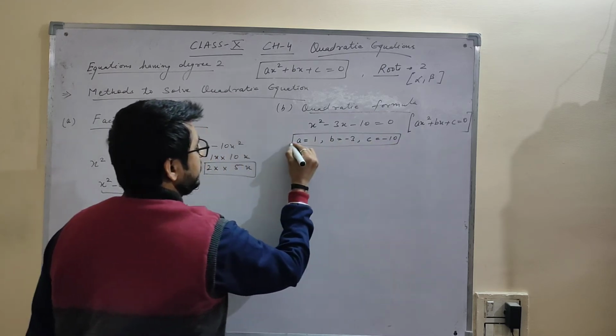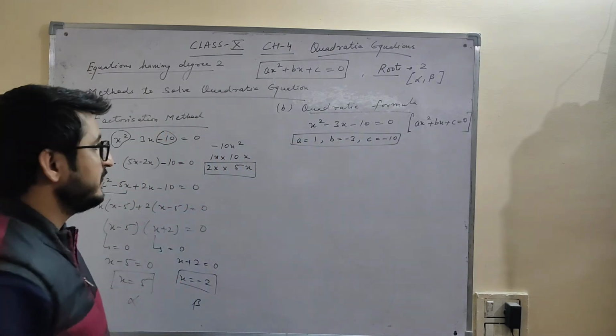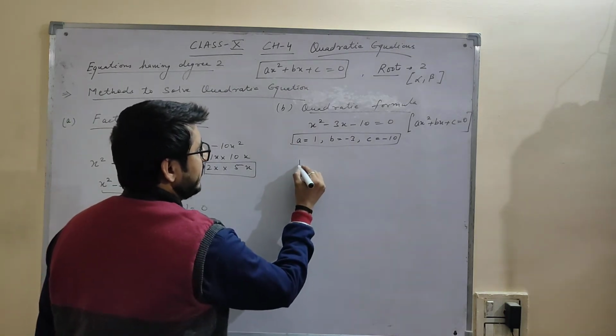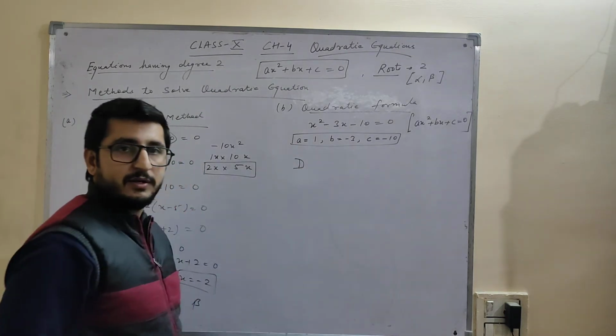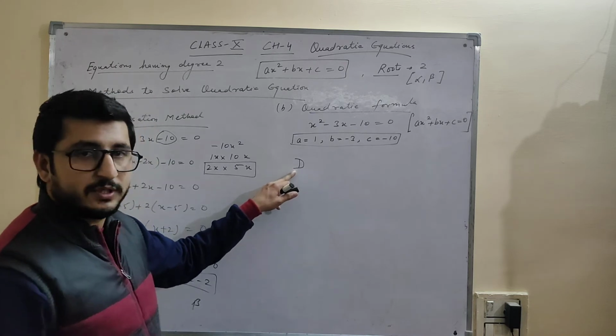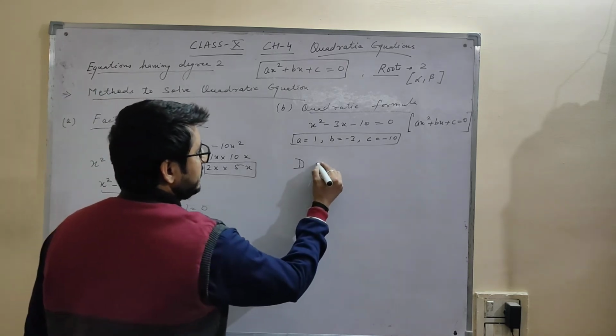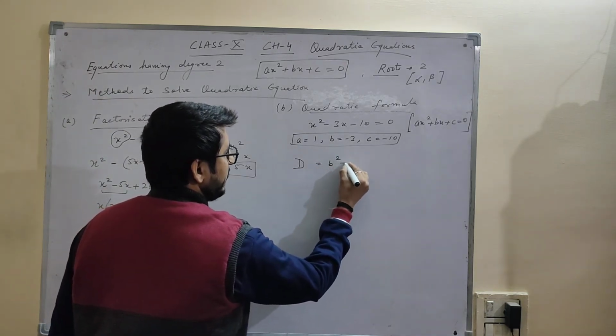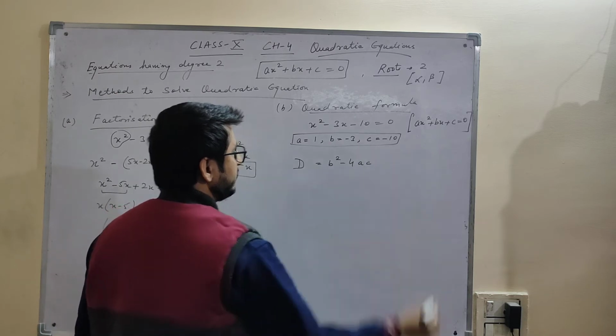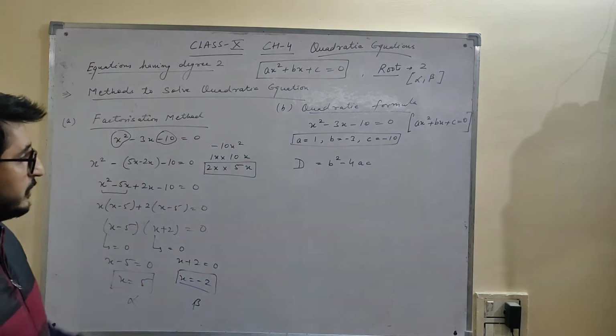After getting these values a, b and c, I need to find the discriminant. D denotes the discriminant here, which is equal to b square minus 4 into a into c.